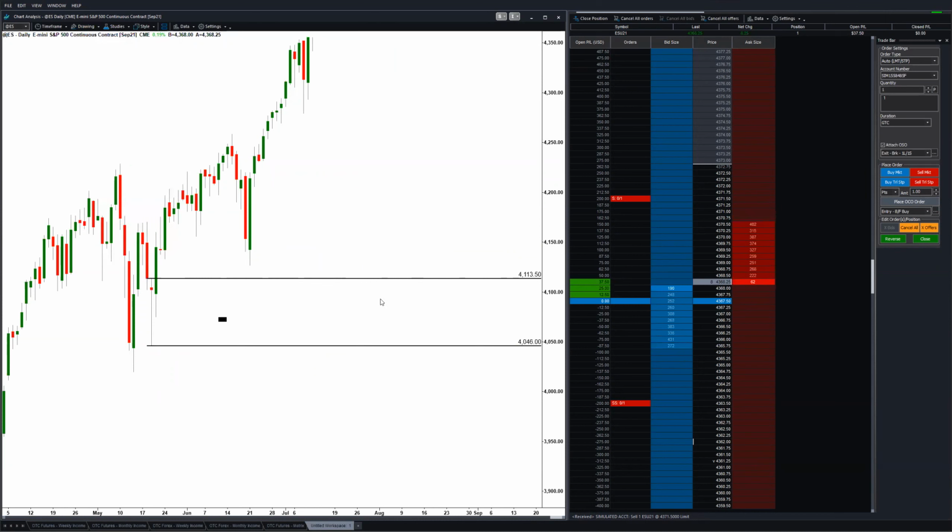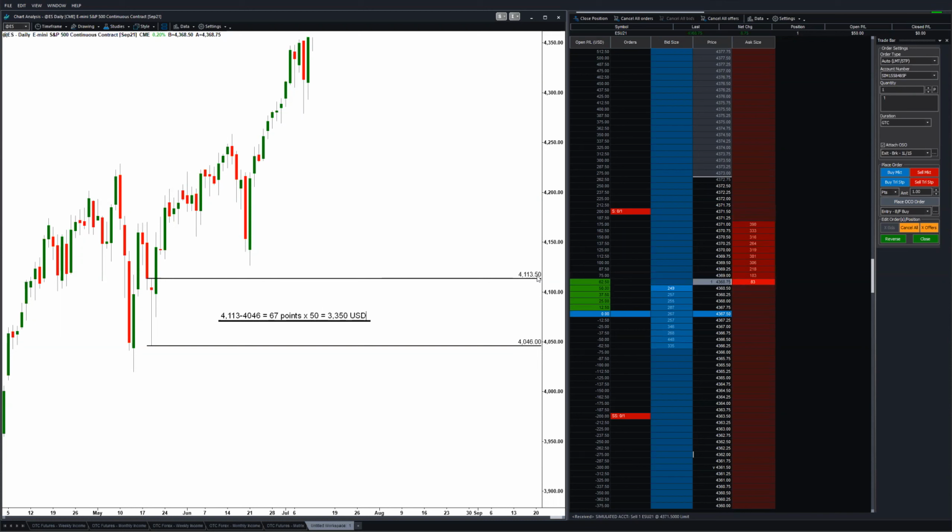This is how you would calculate the risk size. So it's 4113 minus, for now, 4046, equals how many points? 67 points. What's the point value? Times 50. So 67 times 50. So the risk on this is 3,350 US dollars.